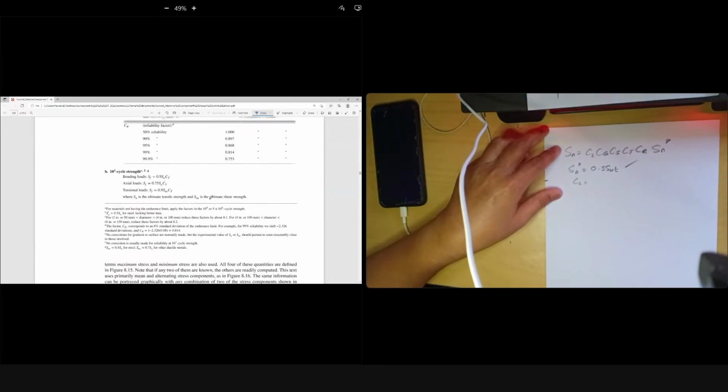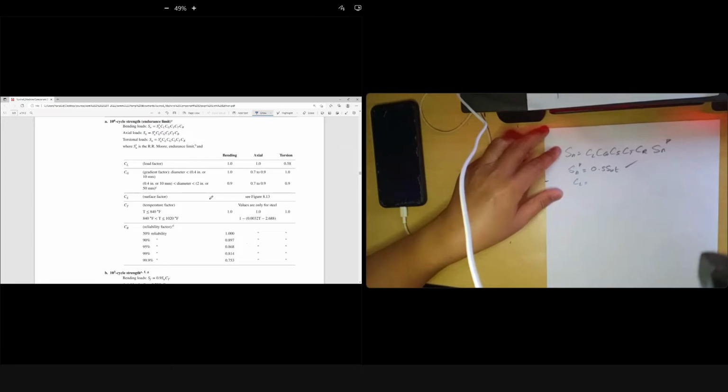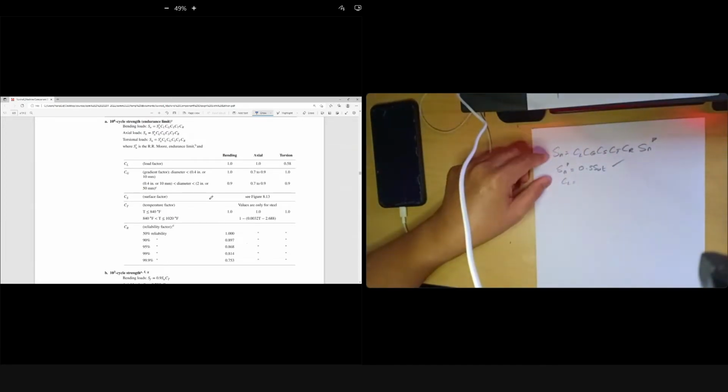CL, I hope you know how to get your CL. Class, are you watching or not? CL, the load factor, for bending is 1. Be careful, in the question, which one is much bigger, torsion or bending? Normally for a shaft, it is bending, but sometimes you have to check.